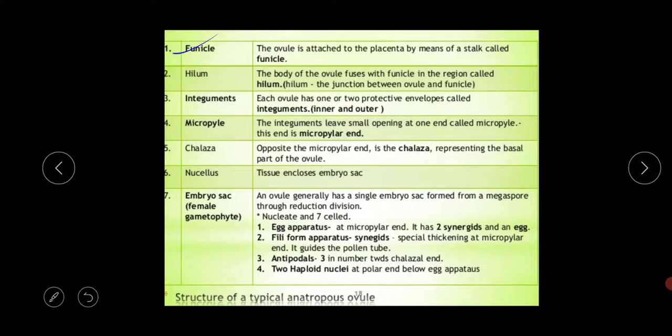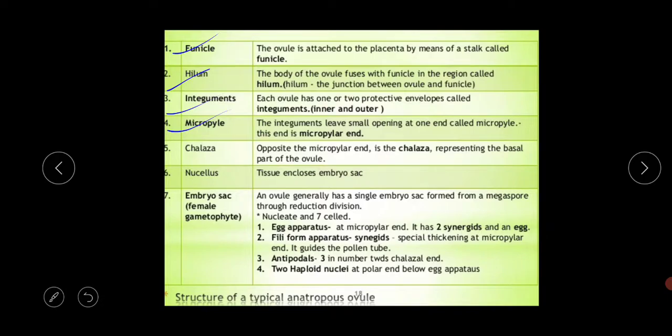The funicle is the stalk-like structure by which the ovule is attached to the placenta. Okay. Next one is the hilum. What is the meaning of the hilum? The body of the ovule fuses with the funicle in the region called the hilum. Actually, this is the junction between the ovule and the funicle. Next thing is the integuments. Each ovule has one or two protective envelopes called the integuments, the inner integument and the outer integument.